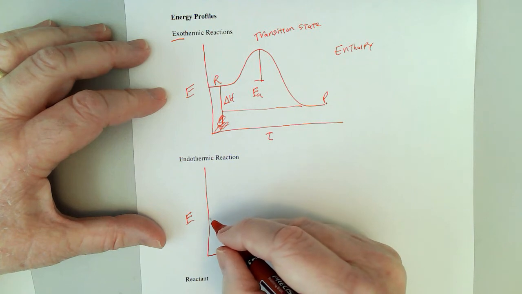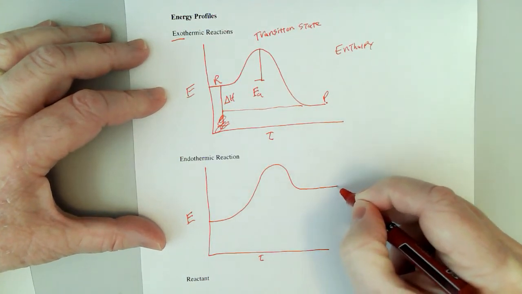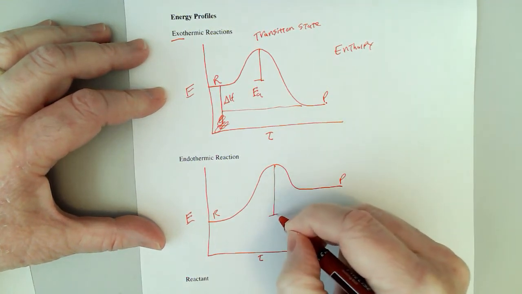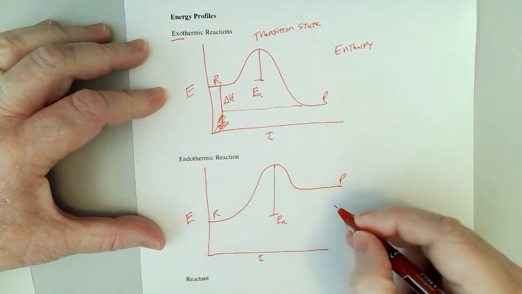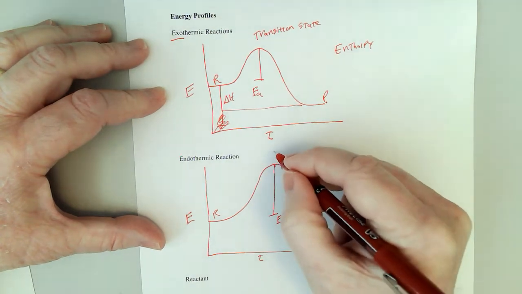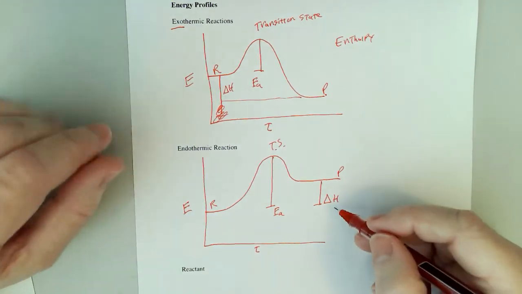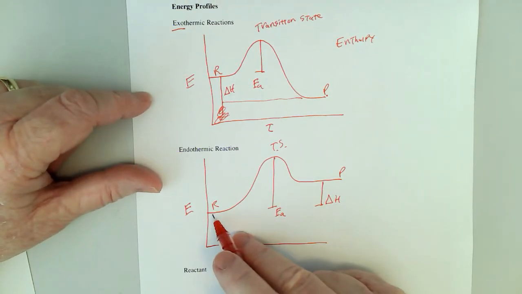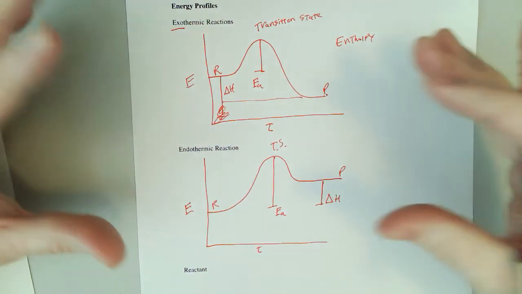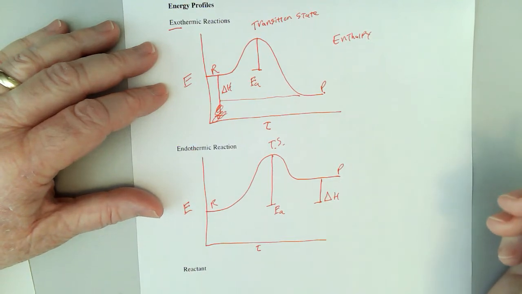Now, for an endothermic reaction, it typically looks something like this. Reactants, products, activation energy. The distance between the reactants and the products is still delta H. This is still the transition state. Here's the deal. This time, the products have more energy than the reactants, so it is endothermic. Energy is going in. And this one would feel cold if we were holding that test tube.